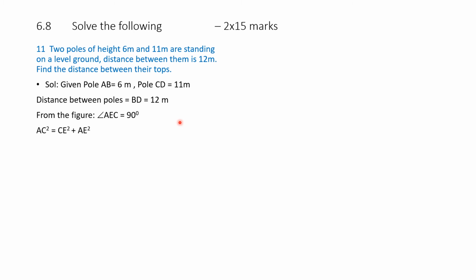From the figure, angle AEC is equal to 90 degrees. This angle E is 90 degrees. Therefore, AC square is equal to AE square plus CE square. CE is equal to CD minus ED, but ED itself is equal to AB. Therefore, that is equal to CD minus AB whole square plus AE square.